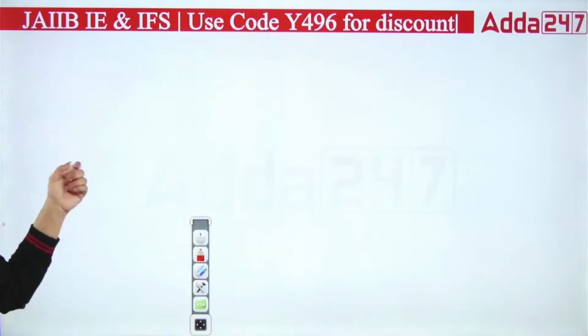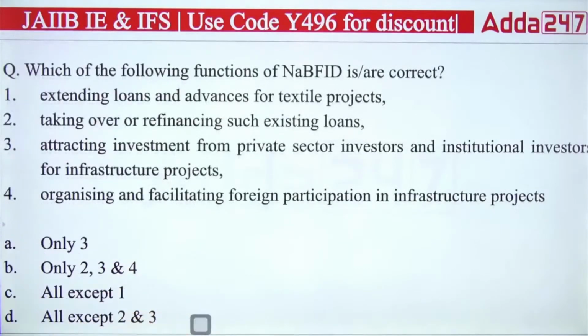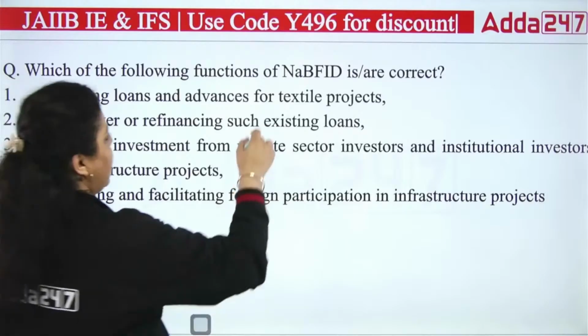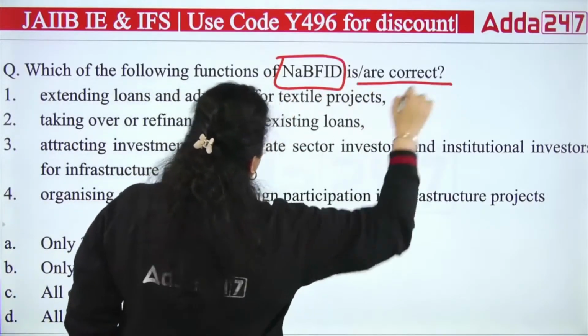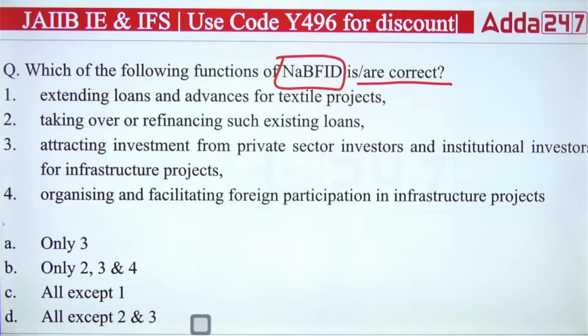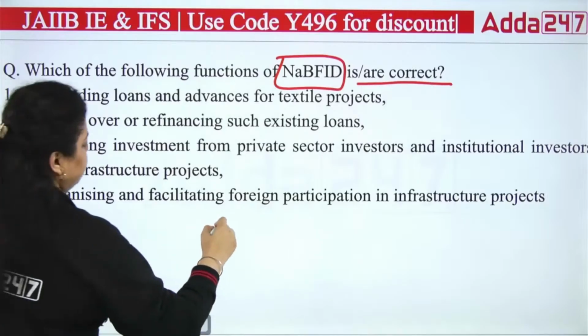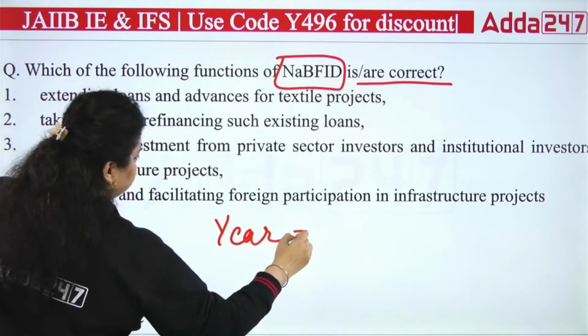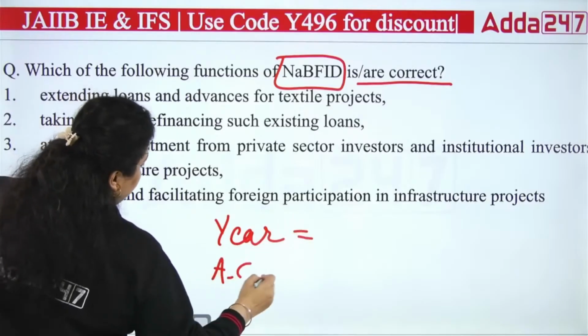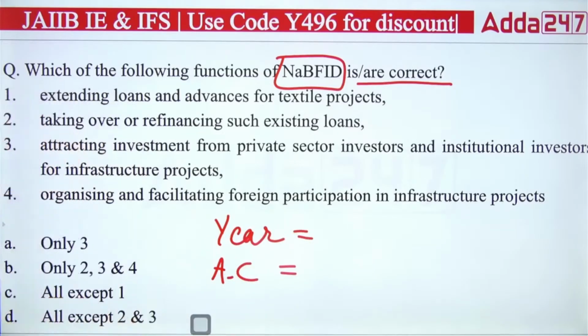Now let's move forward. The next question is talking about which of the following functions of NABFID are correct. You have to answer the functions of NABFID. You also have to answer in which year NABFID was introduced. You also have to answer what is the authorized capital with which NABFID was introduced.